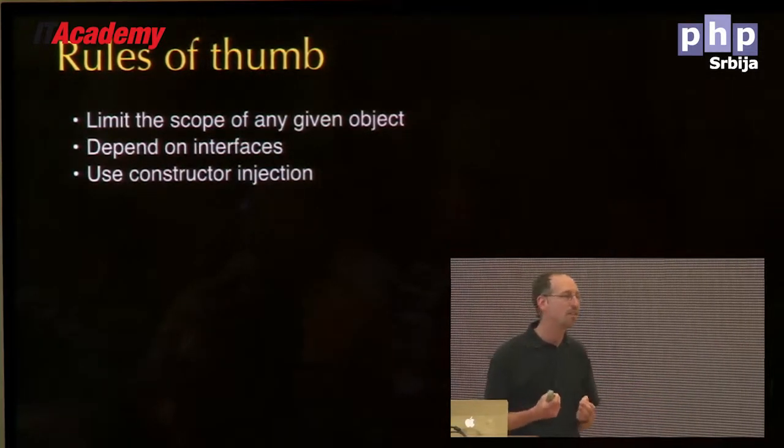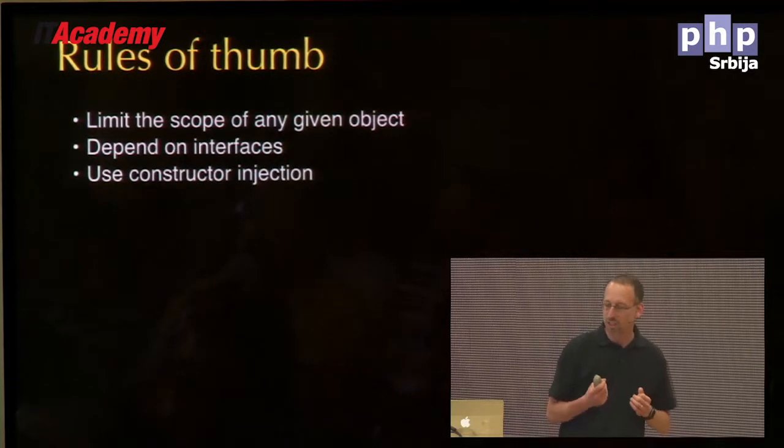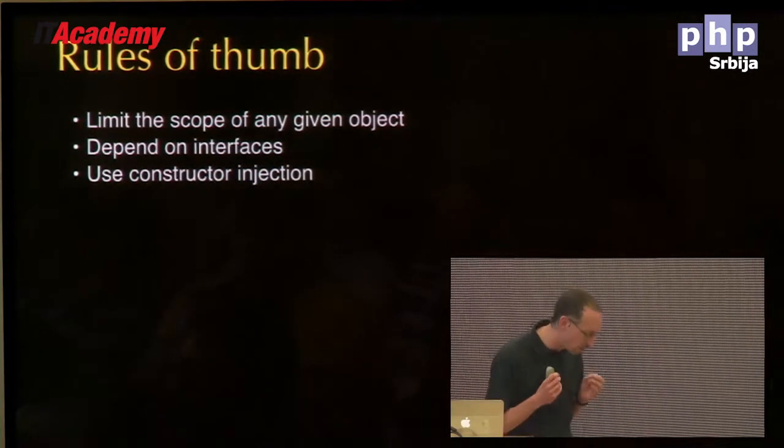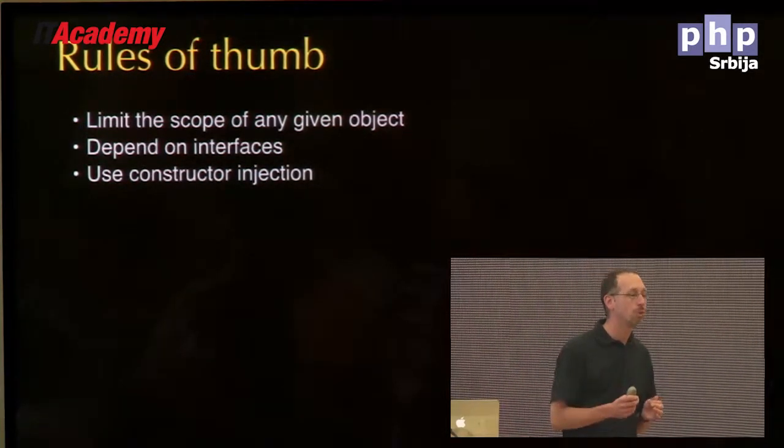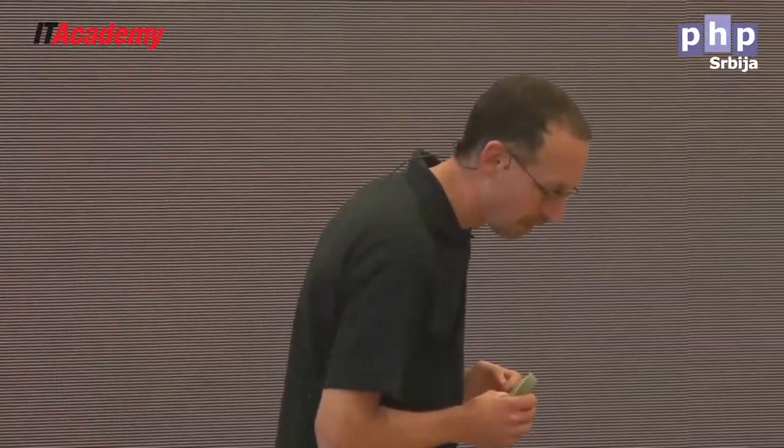Depend on interfaces. Constructor injection is really important. It is the way you should create any given object. An object must be usable as soon as it has been created. Less damage is done that way. Depend on an interface. Do not depend on a concrete implementation of something as a dependency. It will make your life easier long term.